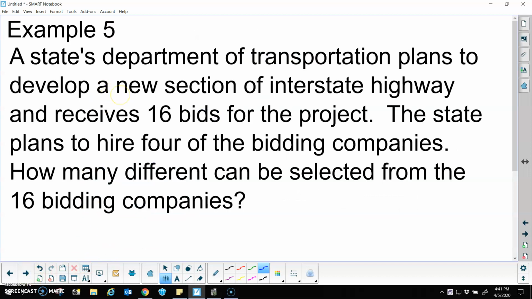So here we go. This is like a paragraph. A state's Department of Transportation plans to develop a new section of interstate highway and receives 16 bids for the project. The state plans to hire 4 of the bidding companies. How many different ways can they be selected from the 16 bidding companies? So my n value is going to be 16. My r is going to be a 4. Does it matter who gets selected in what order? The answer is no. I just need 4 companies. So this is going to be a combination.